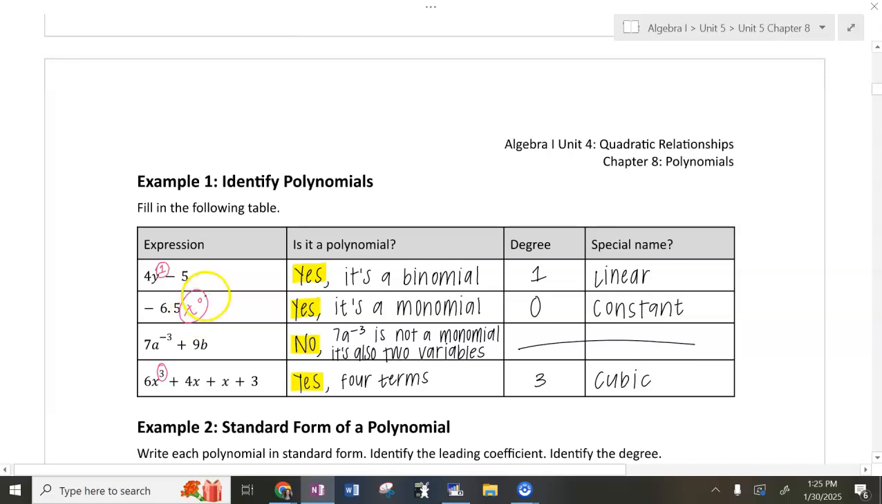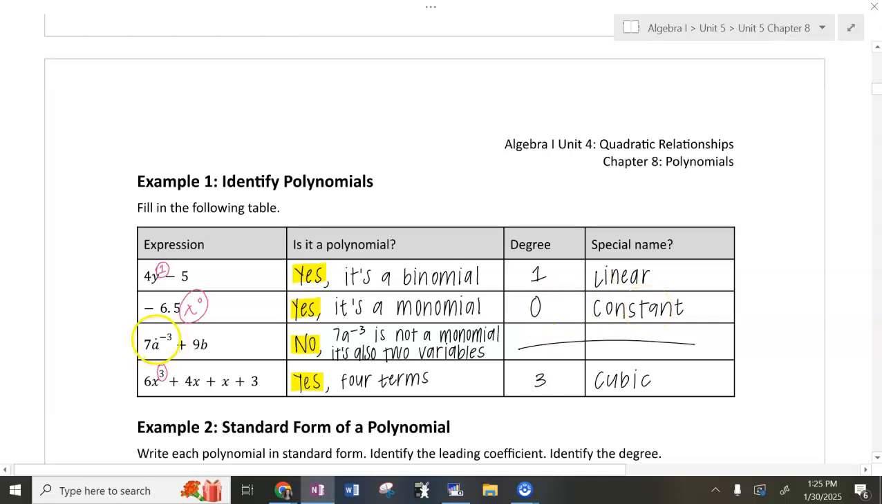The next one is negative 6.5. Technically, that could be written as x to the 0 power because we know x to the 0 always makes 1. Negative 6.5 times 1 is still going to be negative 6.5. So technically, that's the same thing. Is that a polynomial? Yes. It is just a simple monomial, one term. Degree 0 because the highest power is a 0, which means the special name is a constant.